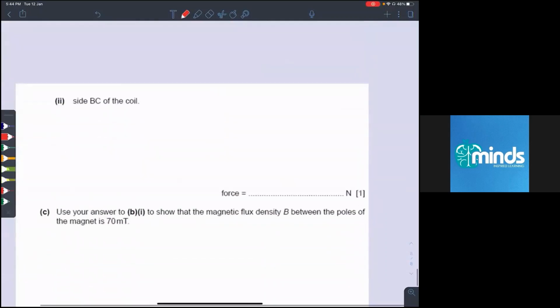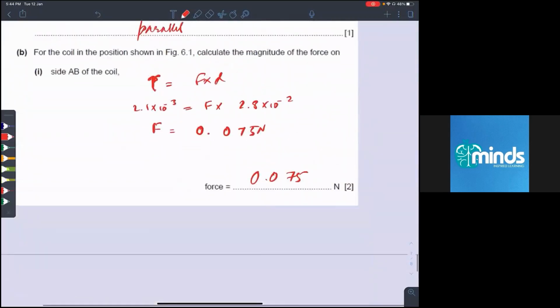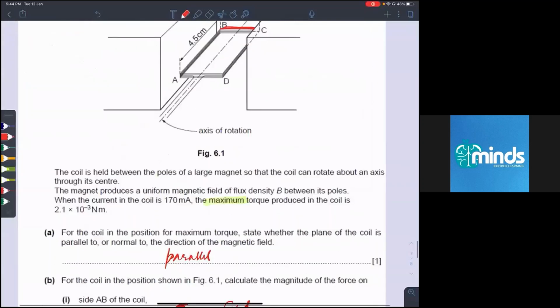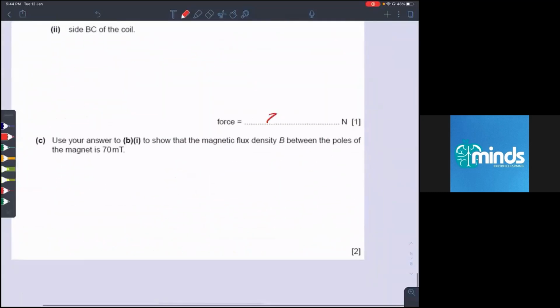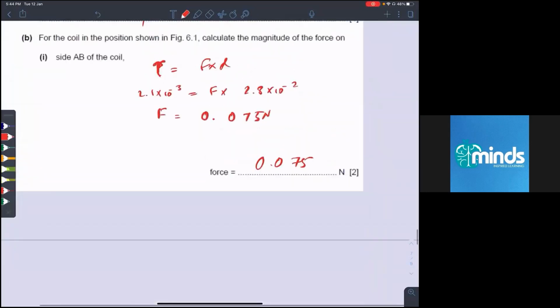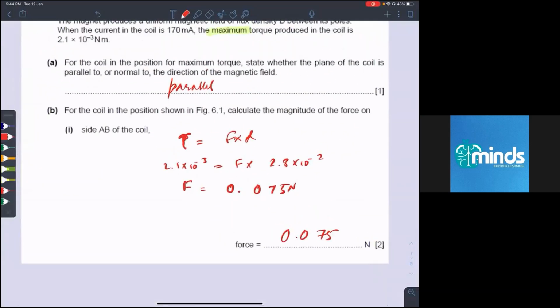Okay, next part. Side BC of the coil. Now, if you look at side BC, we have already decided this thing, that force on side BC will be 0 because it is actually placed parallel to the field. Use your answer in B1 to show that magnetic flux density B between the poles of the magnet is 70 millitesla. Now, this is why I couldn't use the formula I was trying to use for side AB, because we didn't have the value of B actually.